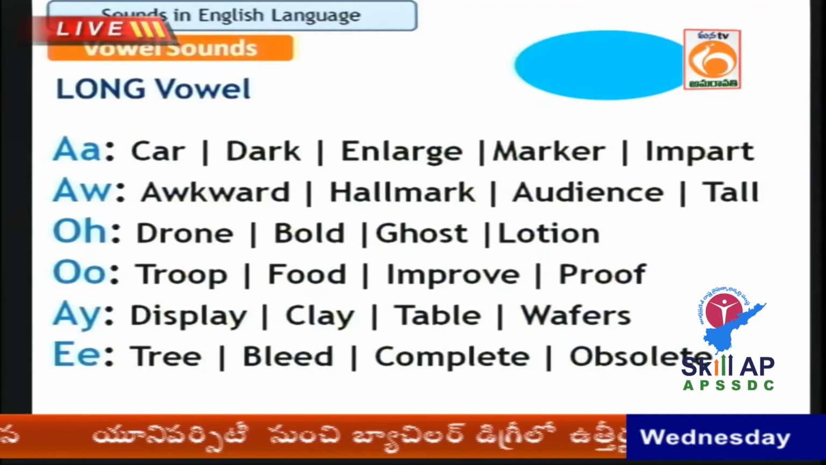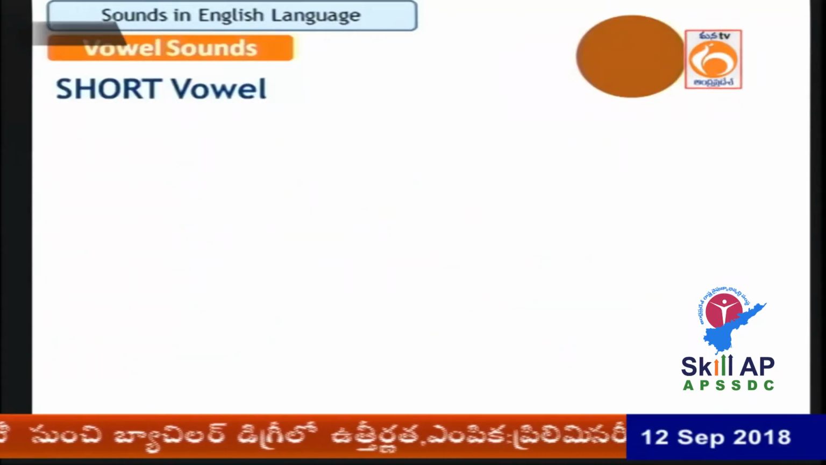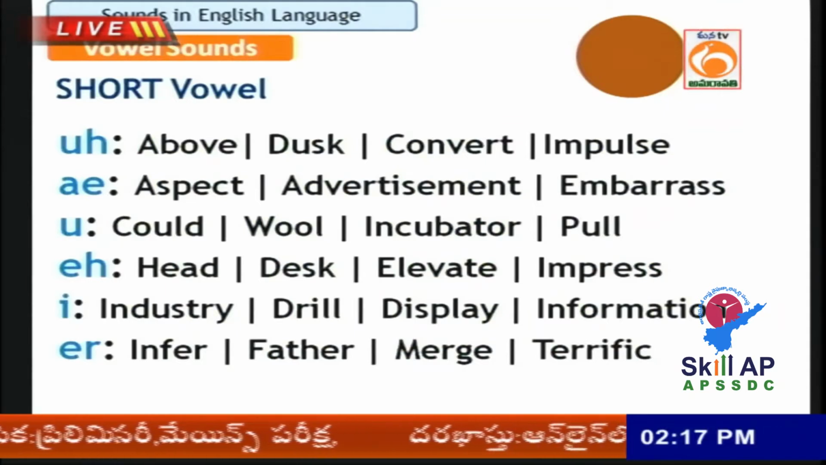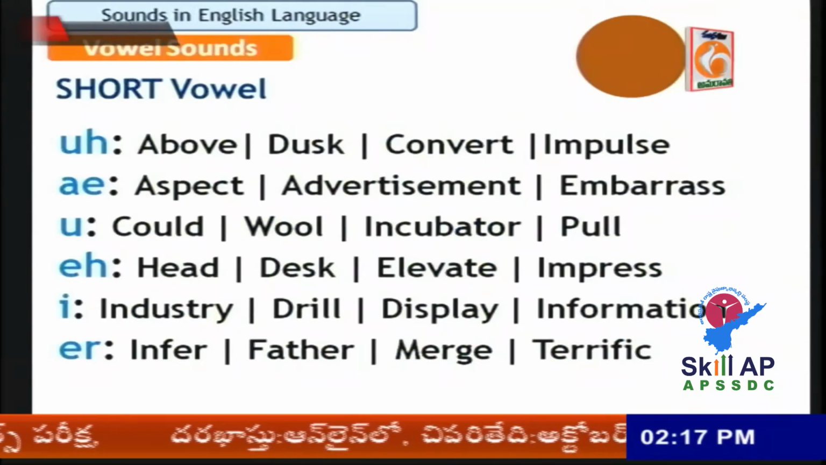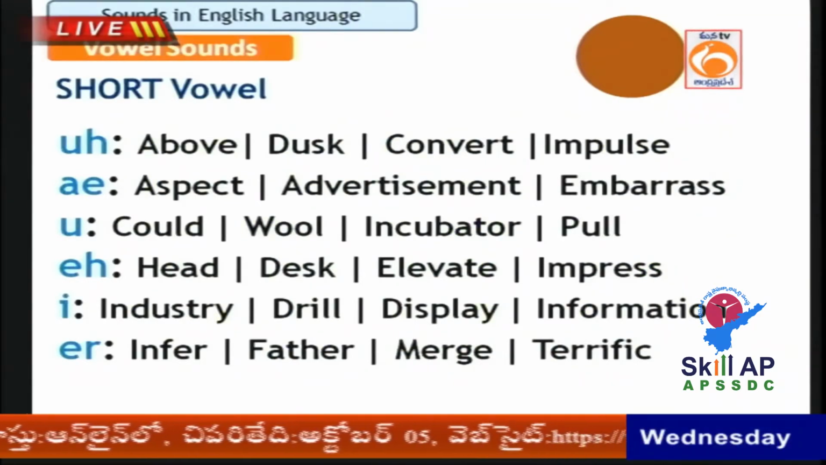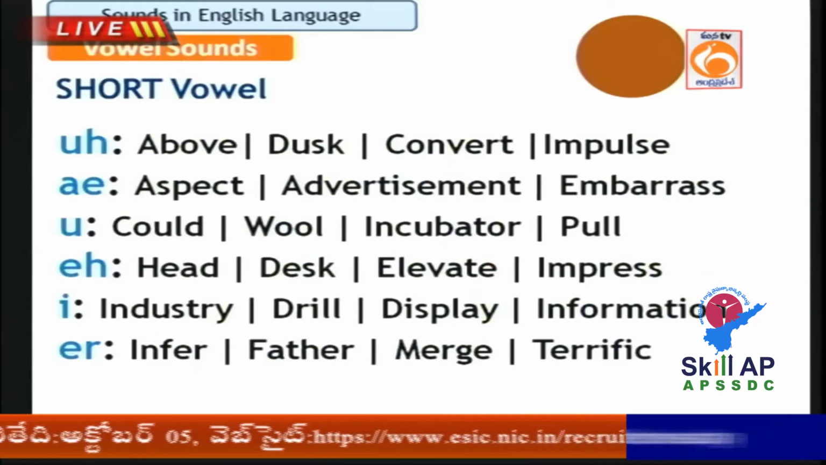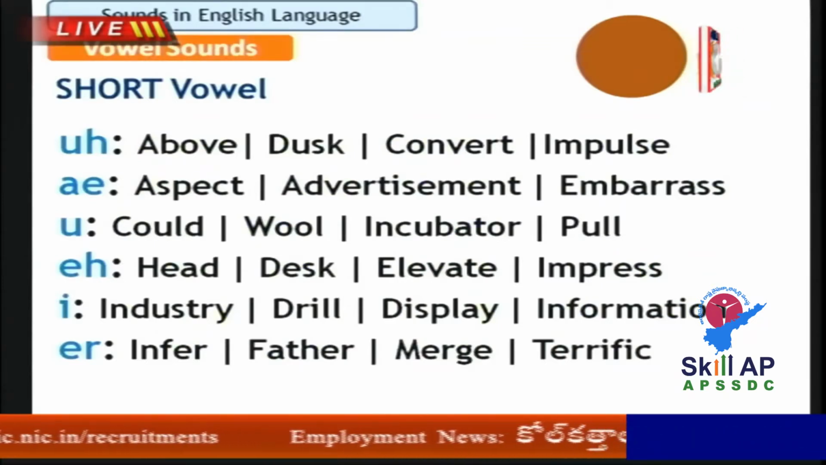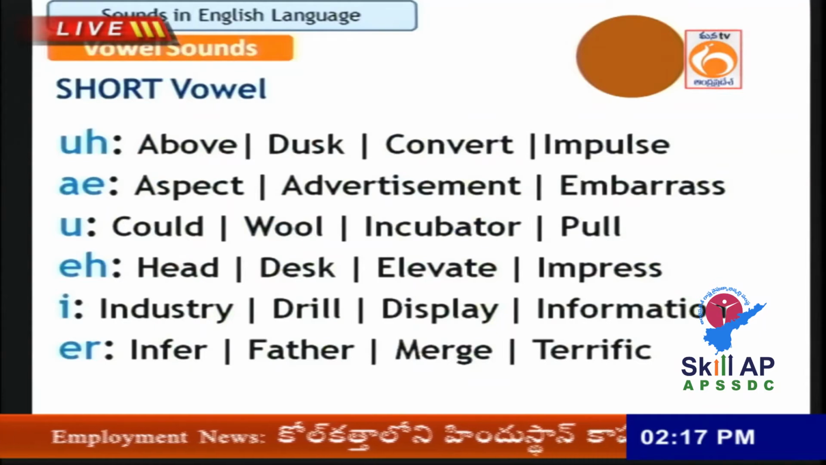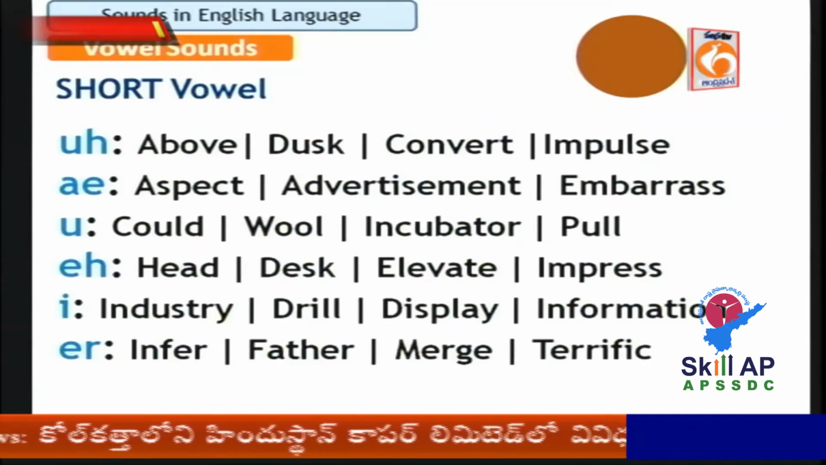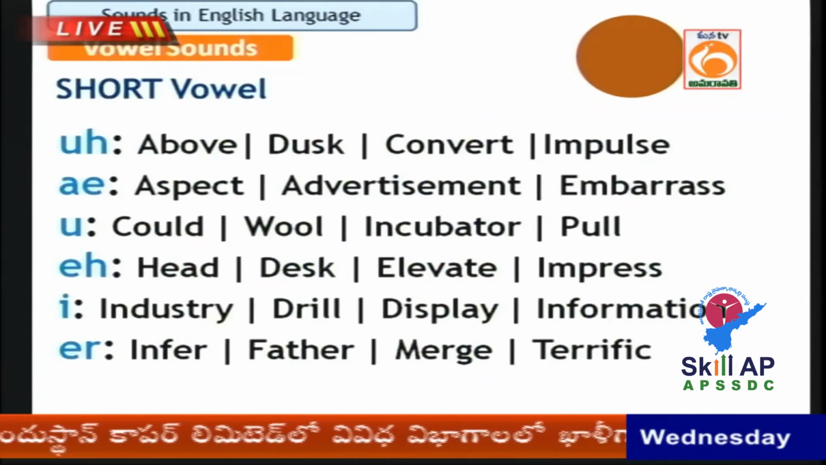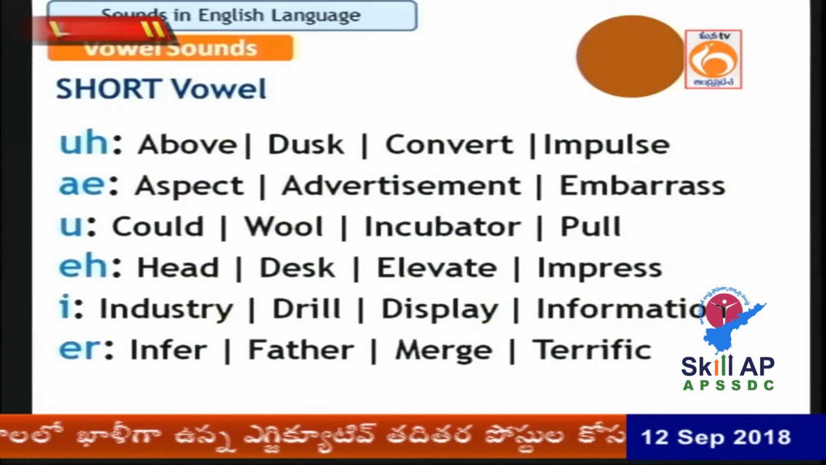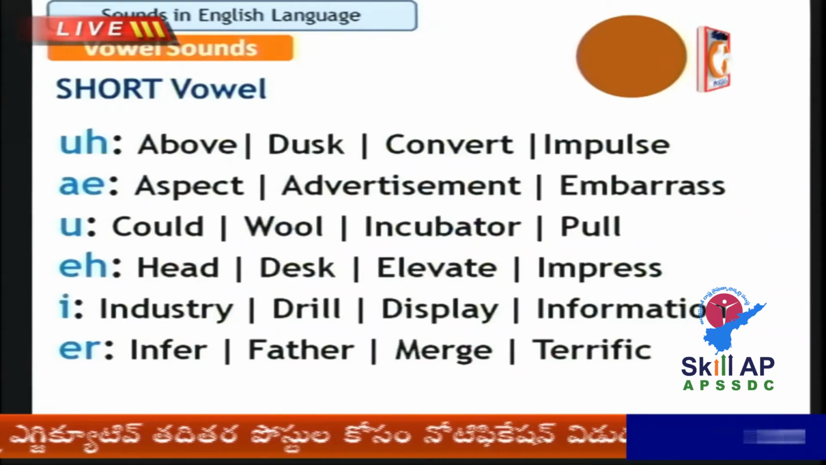All right. Moving on, short vowel sounds. We have 6 sounds in short vowel. So we have u, for example, above. Never say above with a long o. It's not above, it's above. It's not about, it's about. Above, dusk, convert, impulse.